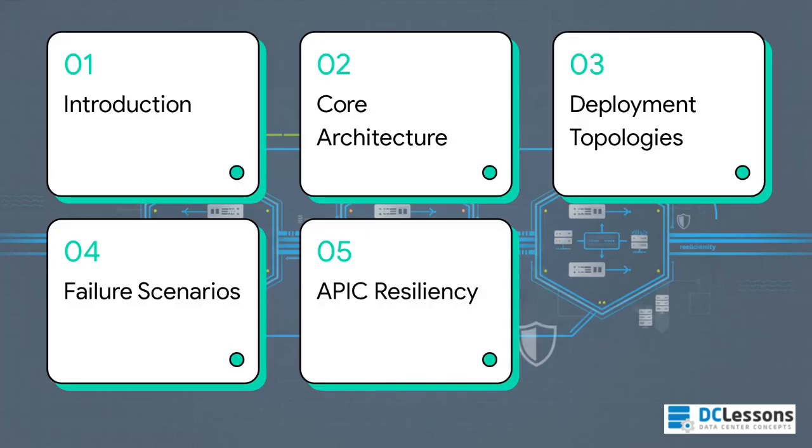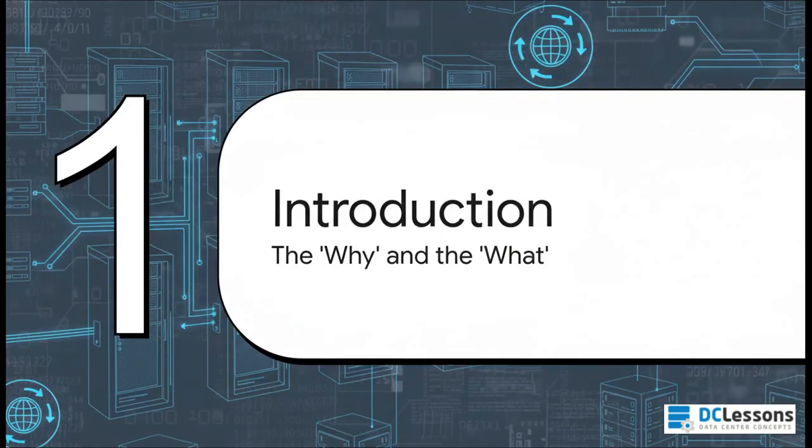So, here's our game plan. We'll start with the why. Why does this technology even exist? Then we'll get into the nitty-gritty of the architecture and protocols. After that, we'll look at some real-world deployment scenarios. And then, and this is super important, we'll walk through what happens when things go wrong and how you can design a resilient network. Okay, first things first, let's really nail down the fundamentals.